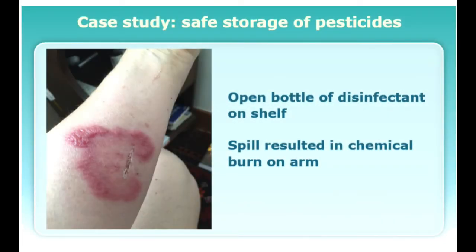Let's talk about another case study involving improper pesticide storage. A school custodian was organizing a janitorial closet. He reached for a bottle of disinfectant on the top shelf, which turned out to be open. It slipped from his hands and splashed onto his shirt and arm. He received a chemical burn from this accidental pesticide exposure.